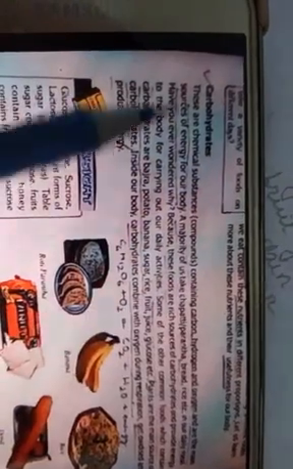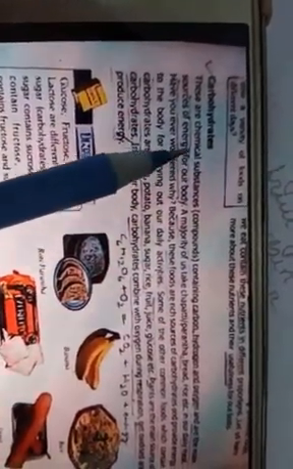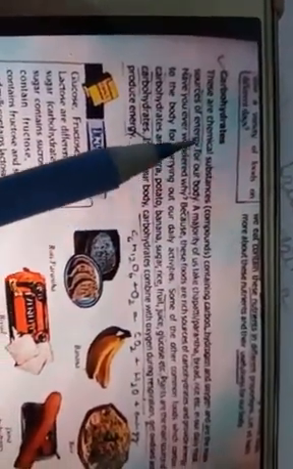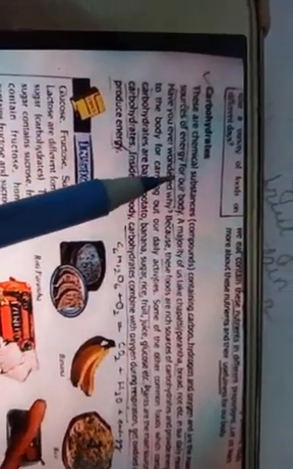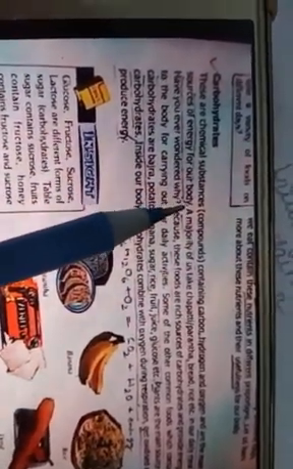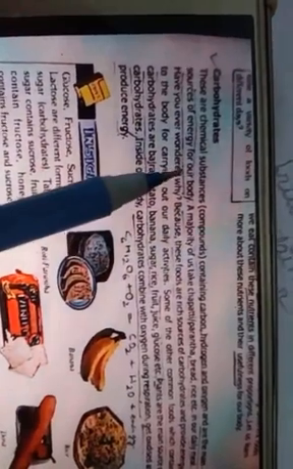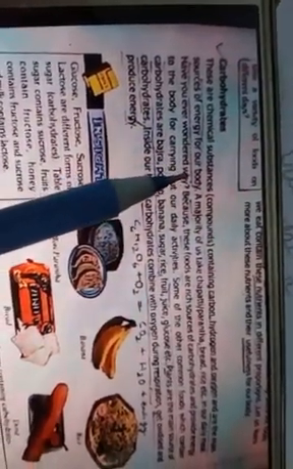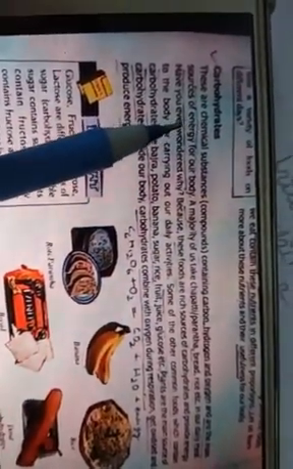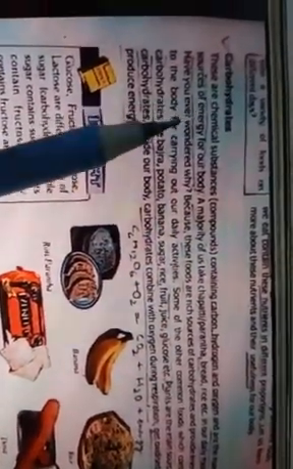Now what is the main function of carbohydrate, or why do we need carbohydrate? Carbohydrate, actually, is the source of energy. We all know that to do any kind of work, energy is necessary, and the food that contains carbohydrate gives us the energy. So carbohydrates are the major source of energy.